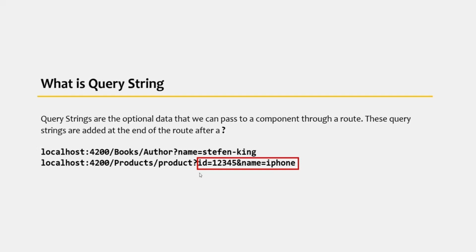So in order to specify a query string in a route, after the route, we specify a question mark and then we specify the query strings as key-value pairs. And we can separate one or more query strings using this ampersand. Let's try to understand how we can work with query strings in Angular.